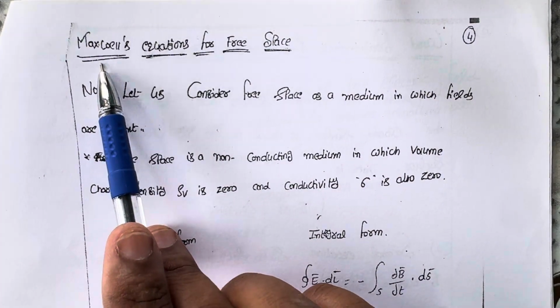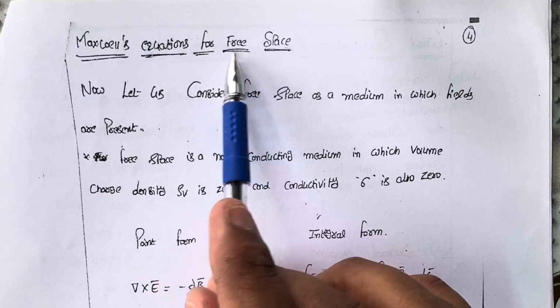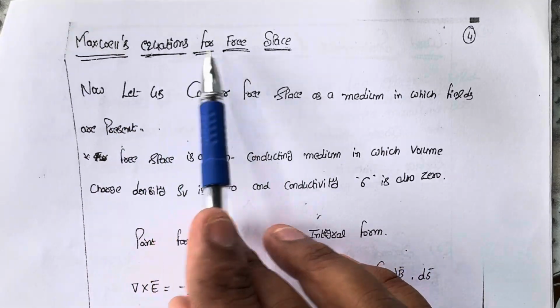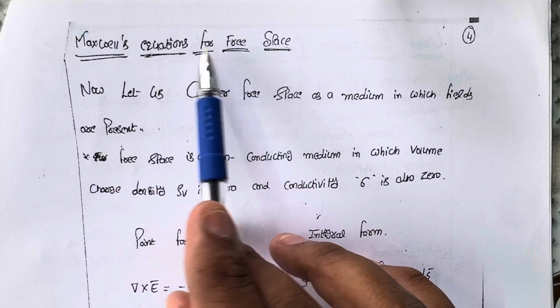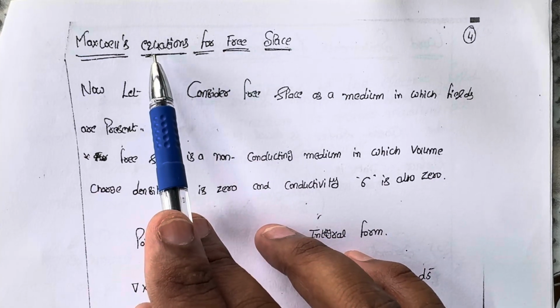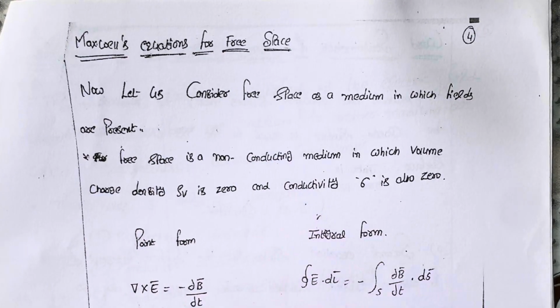Here, Maxwell's equations for free space. These are the Maxwell equations. Now we have to derive those Maxwell equations for free space.